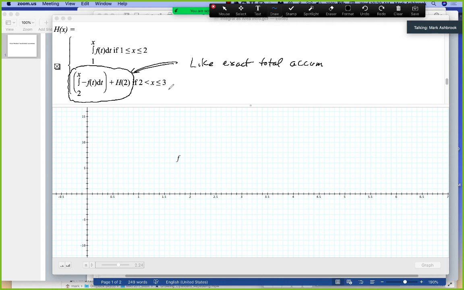So yeah, the absolute value is a lot easier, but this is a really great exercise to practice thinking about accumulation, understanding signed area, and then using this form of total accumulation, right? All the area from before plus the new accumulated area.